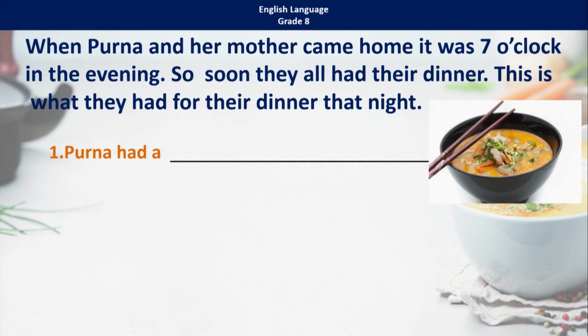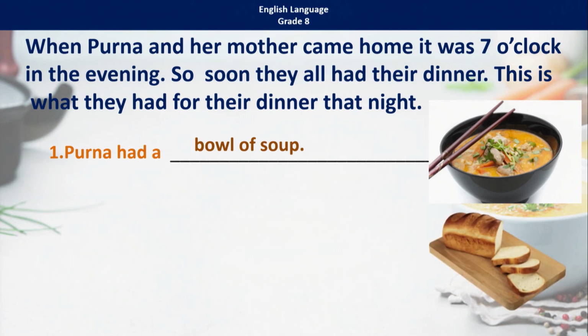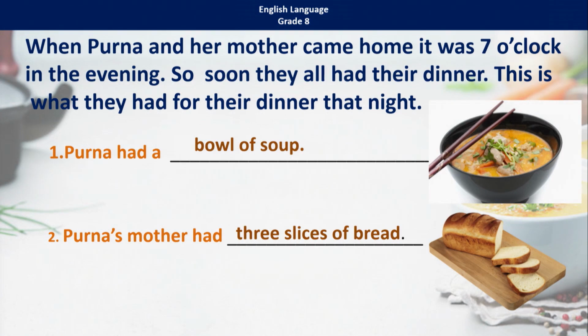Purna had a bowl of soup. Bread. Who has had bread? Purna's mother had 3 slices of bread. Right, Suchitra. Right, children. Now see, here Purna had a bowl of soup and mother had 3 slices of bread.